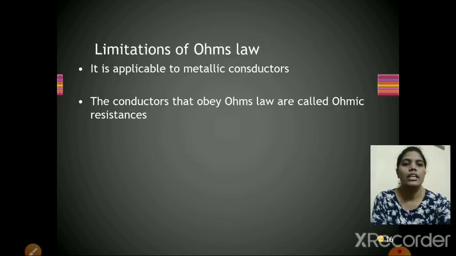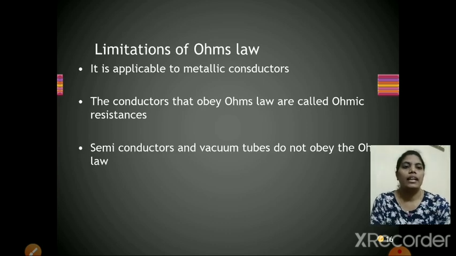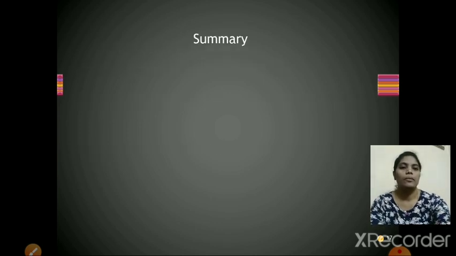Now what are the limitations of Ohm's law? It is applicable to metallic conductors. The conductors that obey Ohm's law are called ohmic, and those which do not obey are non-ohmic. So semiconductors and vacuum tubes are known as non-ohmic conductors. We are also going to see in the next sessions what ohmic and non-ohmic conductors are.